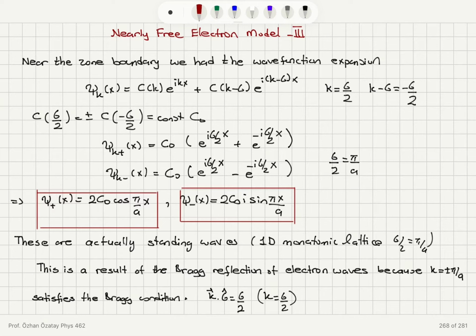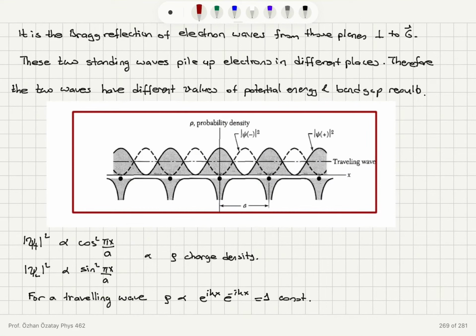Why do we have standing wave solutions at the zone boundary? Because we have the Bragg reflection condition. The k vector dot product with g hat is equal to g over 2. That's the von Laue diffraction condition, which is equivalent to the Bragg reflection condition. So we have k equals g over 2. That gives us the constructive interference of two waves, giving us the standing wave solutions.